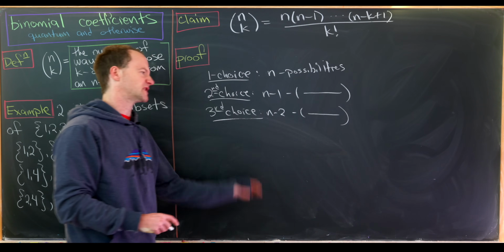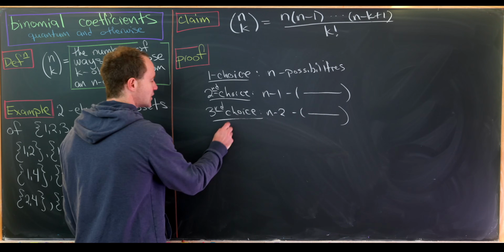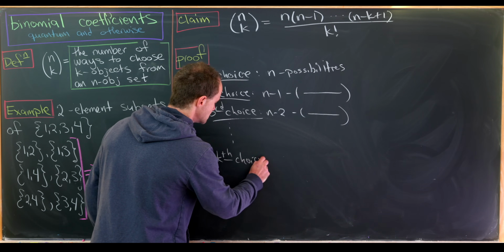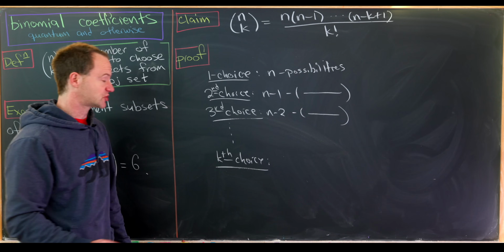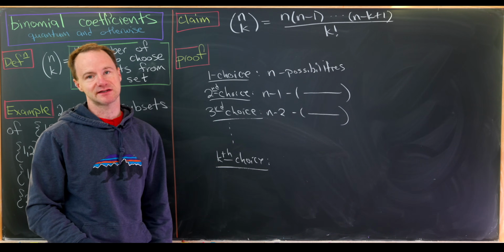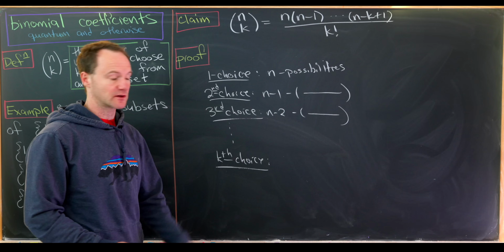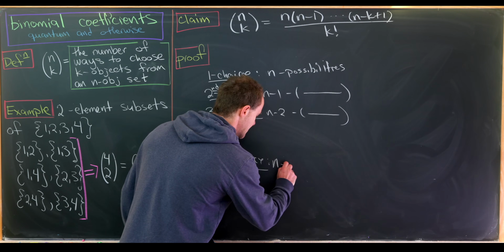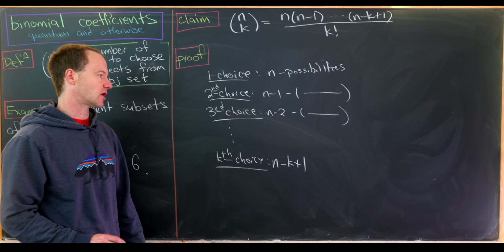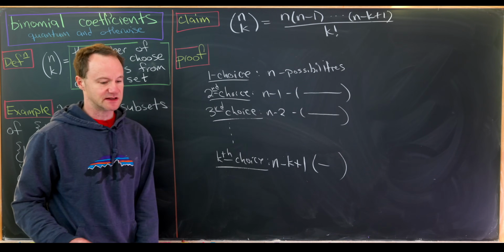So I'll just say this parentheses with the line is just bringing down the word possibilities. And then let's go all the way down to our kth choice. And notice that this is the last choice that we will make because our aim is to have a k-element subset, just by our definition over here. So how many choices are there left here? Well, there are exactly n minus k plus 1, because that's how many elements are left in the set. So there are n minus k plus 1 possibilities in this case.